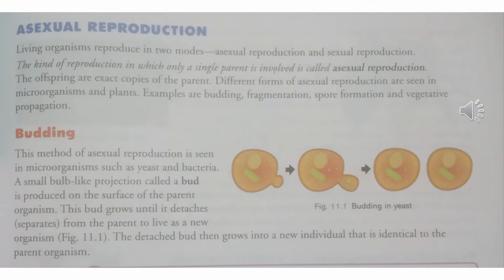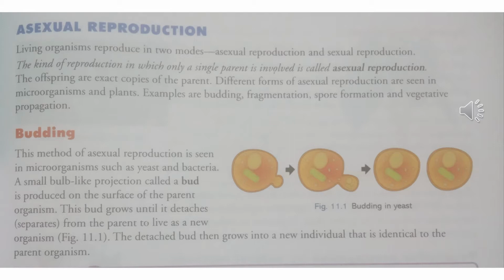So, reproduction is the process by which an organism creates young ones of their own kind. Reproduction mainly has two types: sexual reproduction and asexual reproduction.